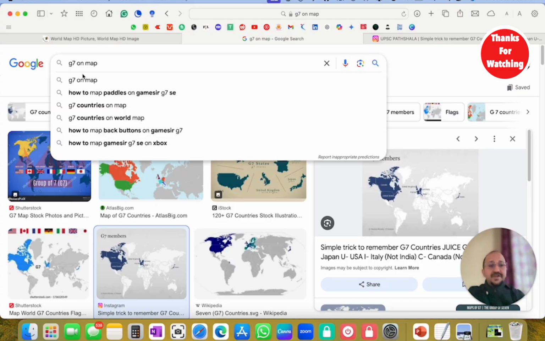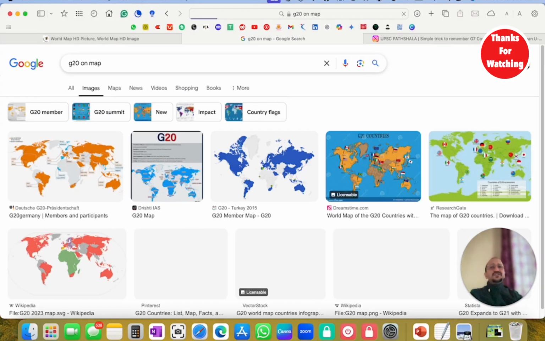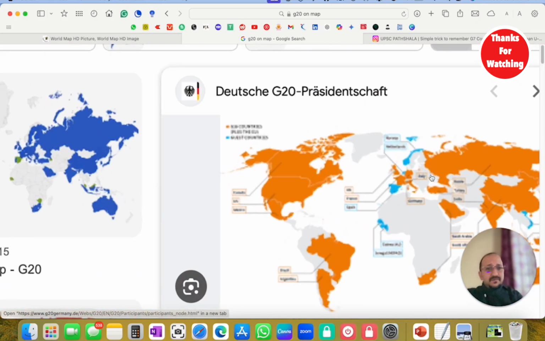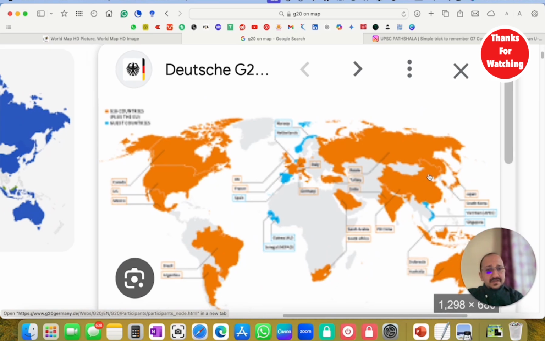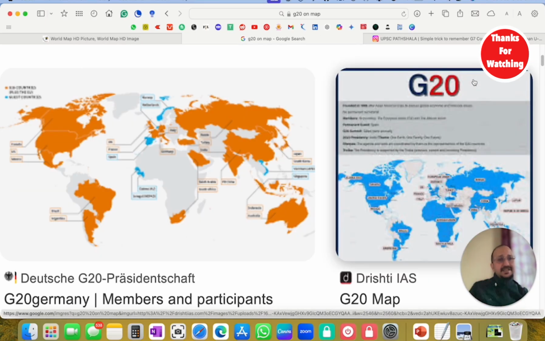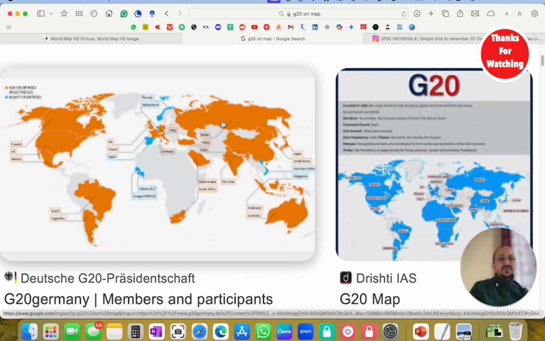Now, next is G20, guys. Not all, but the major countries of the world are members of G20. The entire world is around, a member of G20. So you don't have to remember G20 countries. The most important are G5, G7, SAARC, ASEAN. So these are the most important groups which you have to remember.